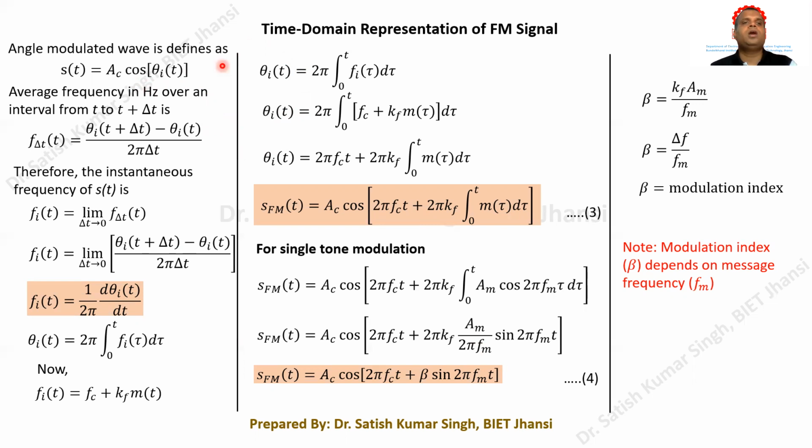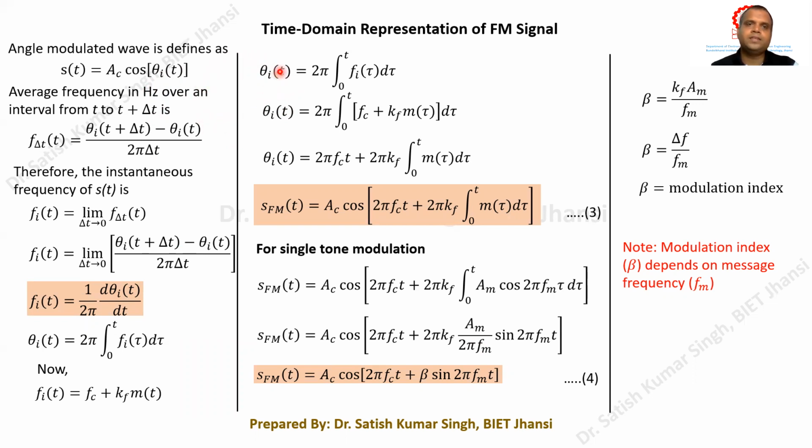Okay, so let us suppose we are talking about the instantaneous angle of this particular carrier, and we talk about the average frequency in hertz over an interval from t to t plus delta t. We know that the instantaneous angle of this cosine wave is changing monotonically with respect to time. As time progresses, it is also making an angle.